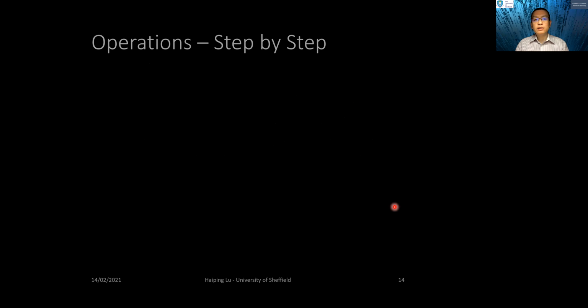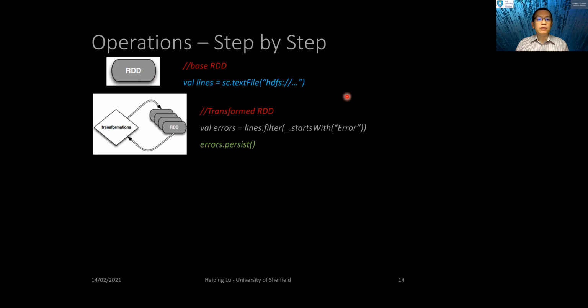Let us look at the operations step by step. The first step defines the base RDD. Then errors equals lines dot filter. This is a transformation that results in a transformed RDD, which is errors, and we persist the errors, that is, cache it. So this goes from an RDD through a transformation and returns another RDD.